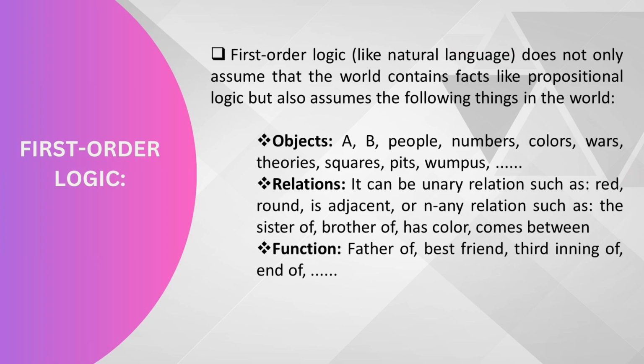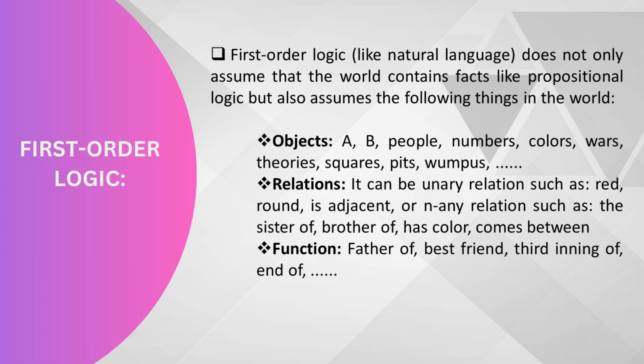Relations in first order logic acknowledge that relationships between objects are a fundamental aspect of the world. These relationships can be unary, involving a single object, for example, red or round, or more complex, involving multiple objects, like sister of, has a color.